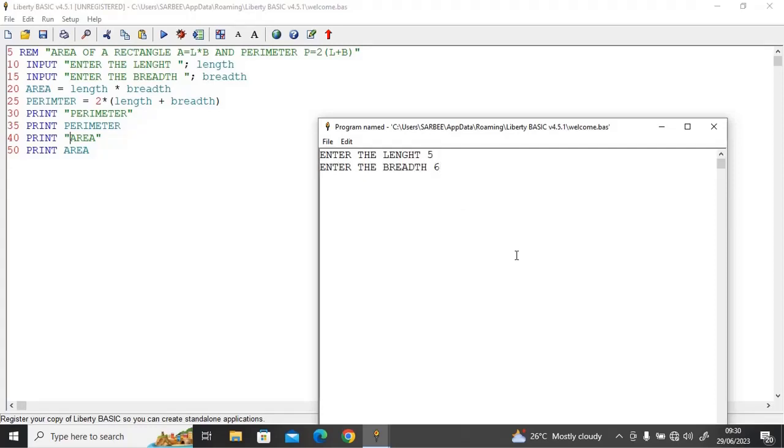Enter the breadth 6. What do you think the answer will be? Our area should be 5 times 6, which is 30. And our perimeter should be 22. 5 plus 6 is 11. 11 times 2 is 22.